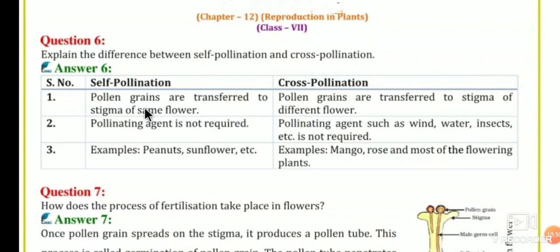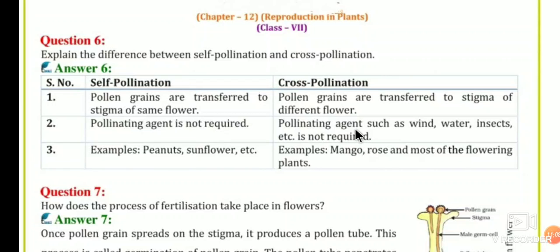So that means pollen grains are transferred to the stigma of the same flower, that is self pollination. Cross pollination means pollen grains are transferred to the stigma of a different flower. Next, in self pollination, a pollinating agent is not required. The transfer of pollen grains happens in the same flower, so there is no need for a pollinating agent like wind, water, insects and animals.